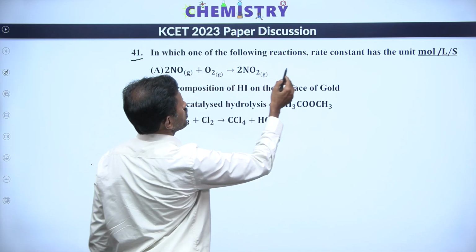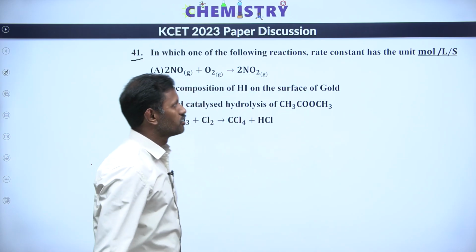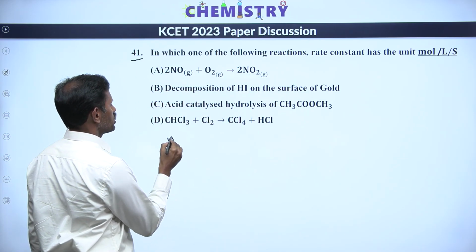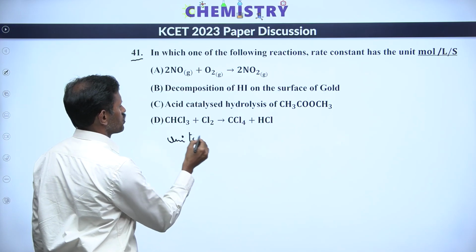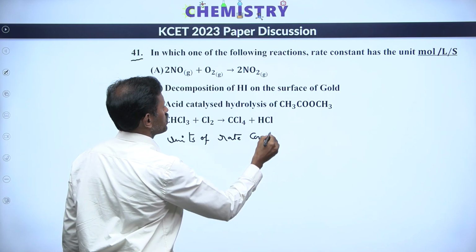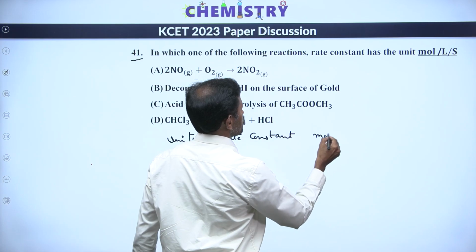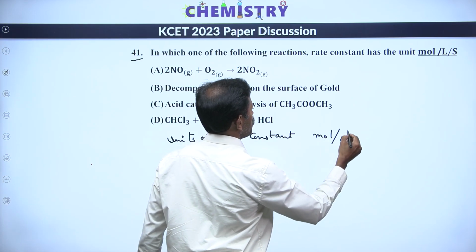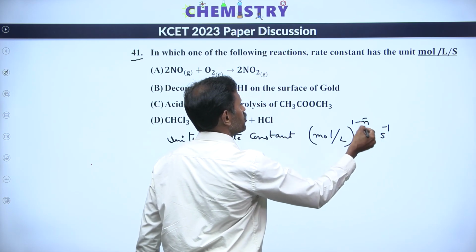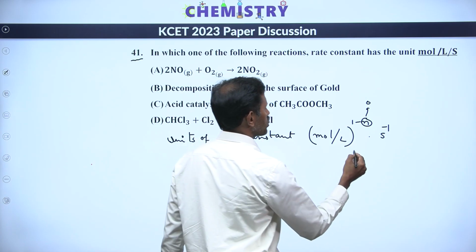Here, which of the following reactions have the rate constant unit mole per liter per second? So with respect to units of the rate constant, it is mole per liter whole power 1 minus n, second inverse. Here when you keep n equal to 0, that is for a zero order reaction.